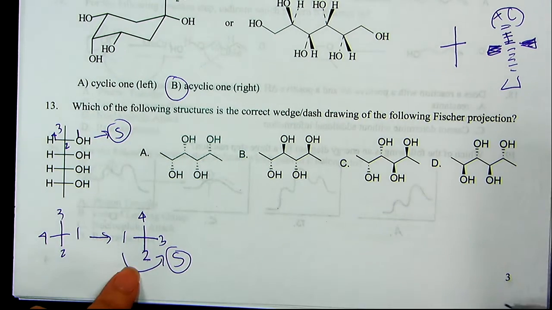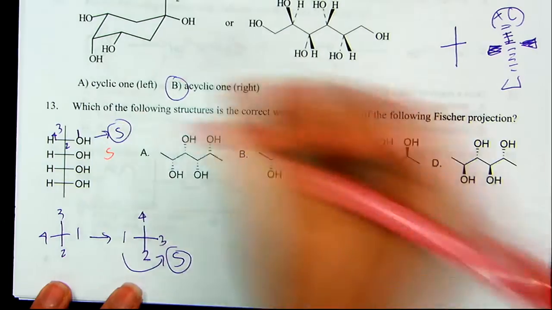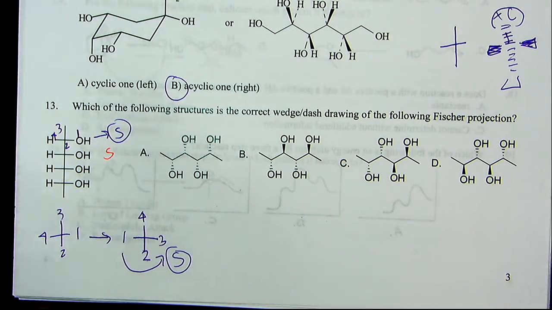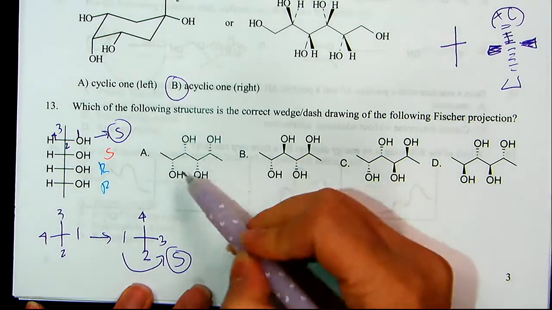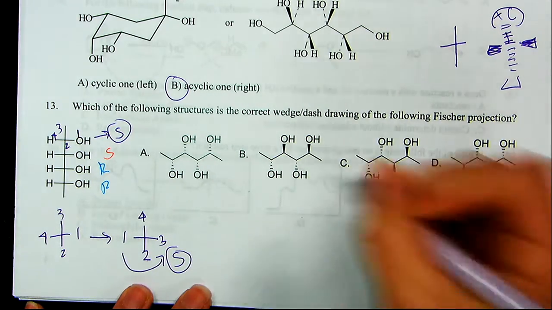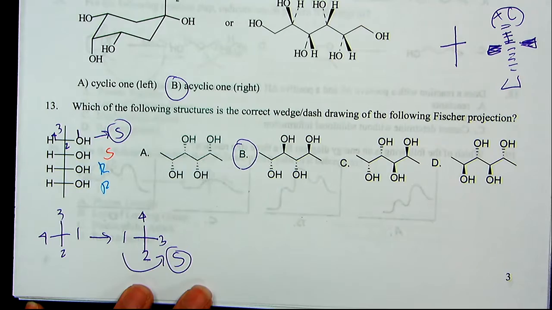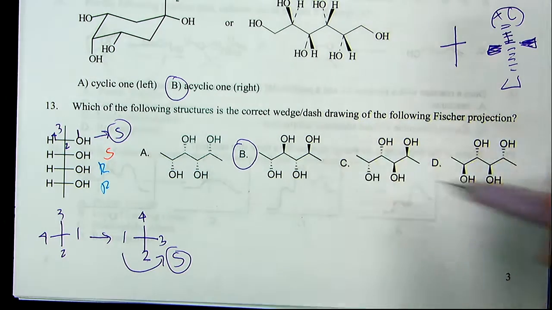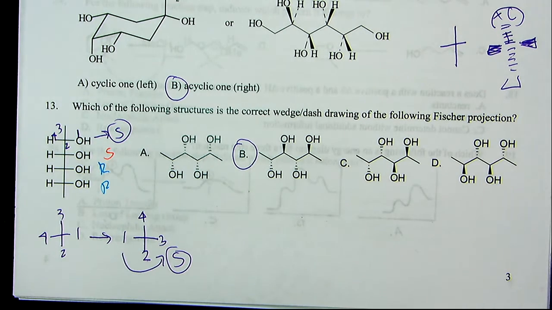I show students how to do this so they know how to do it. So it should be S, S, R, R. I'm not going to walk through all of them. And when you do the chirality for all of these, you should get B as your answer. I'm not going to go through it again because it takes a long time to go through every single one of these chirality centers. But if you do it, you should get B.